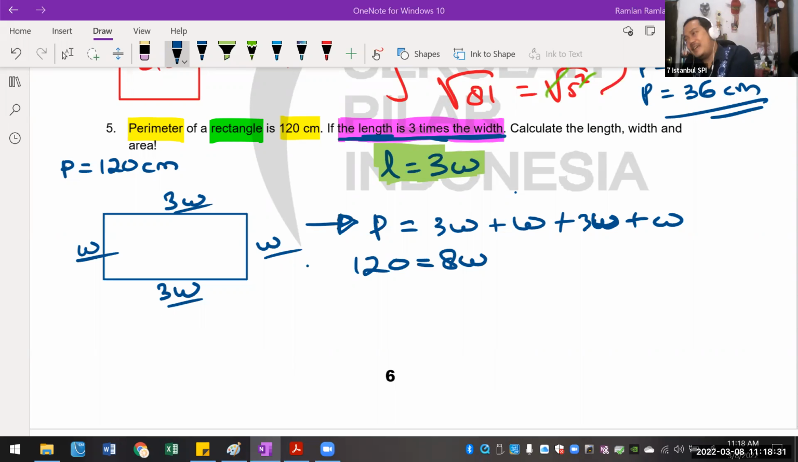Cynthia ini gimana Cynthia? Dibagi berapa? 8W. Iya, 8W. 8 aja, W-nya nggak usah ya. Oke. So, remember guys, the goal is to make the W, because the variable is W, right? We're looking for the W. To make that W alone in one side of the equal sign.